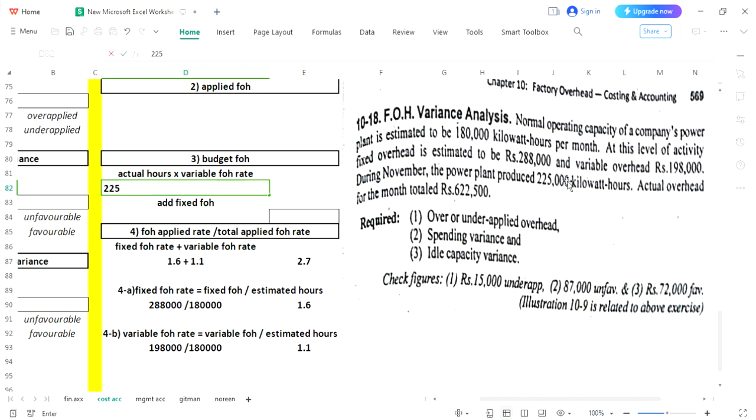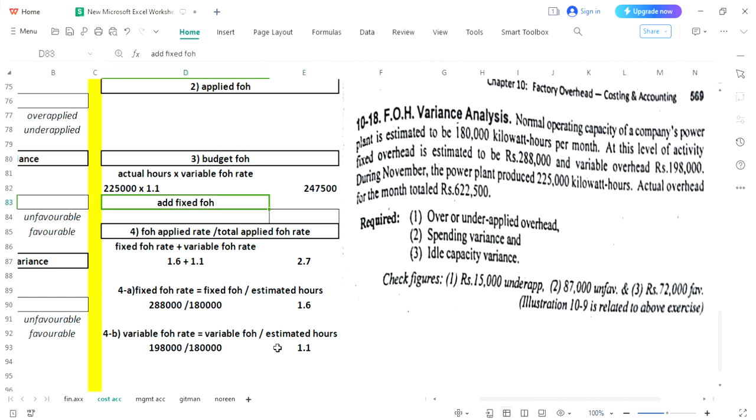So put 225,000, and you need to multiply it with the variable FOH rate. You can see over here the variable FOH rate. Come to B, and you will get your variable FOH rate, that is 1.1. Put 1.1 over here, and it will be calculated. 225,000 is your actual hours, which we have taken from here, and then you will multiply it with 1.1, the variable FOH rate we have taken from here.